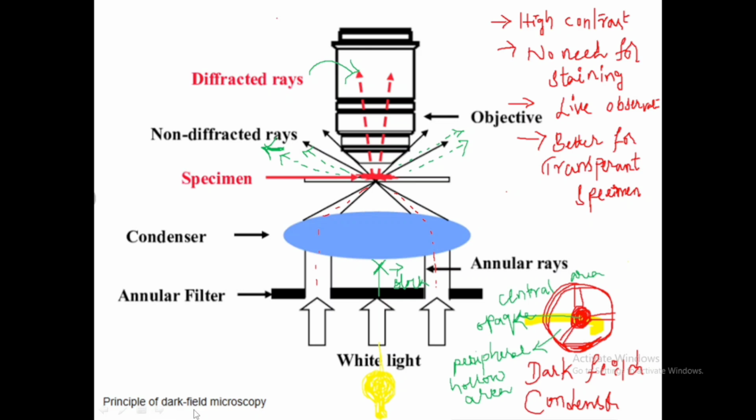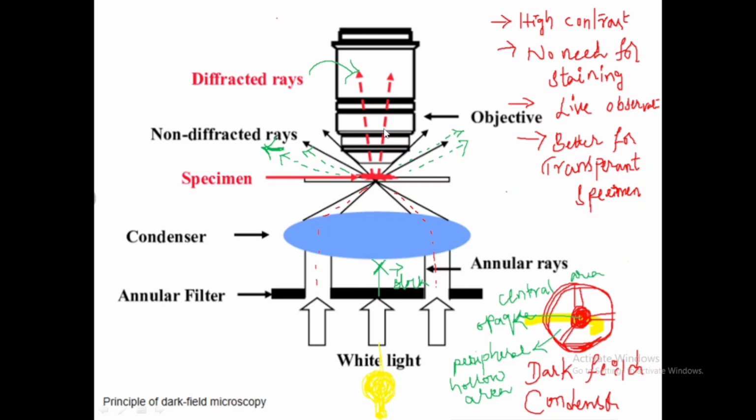Now we can see the working principle of the dark field microscope. Step 1: from the light source, white light rays illuminate. Then they pass through the annular filter, which is specially designed. The central area is opaque, completely blocking the direct light rays passing through the condenser. Only the peripheral areas allow scattered light rays to pass and hit the specimen.